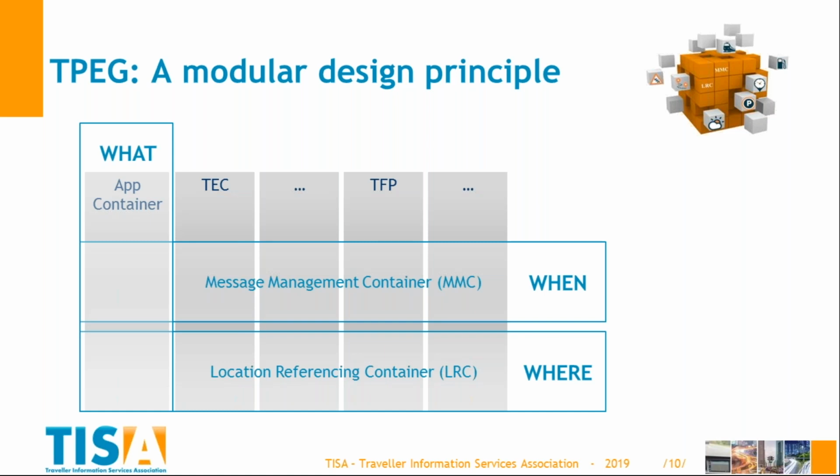This supports various types of location referencing methods. The method is chosen depending on the need of the client or the service provider, and it provides general information about what the content is related to. As soon as you have these two frames implemented, it's easy to add applications. You can start with the most common TPEG application, TEC, as you can see, Traffic Event Compact. And at a later stage, it's easy to add other applications. It's like a plugin.